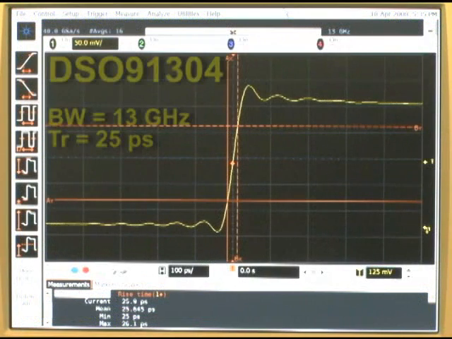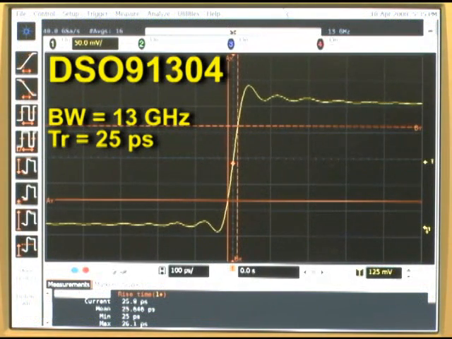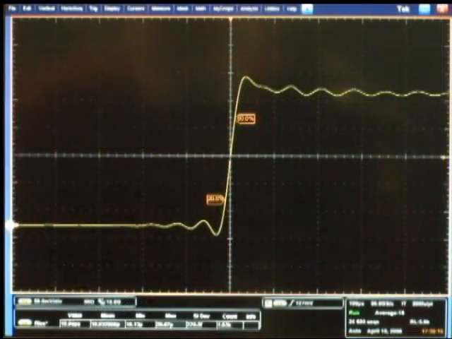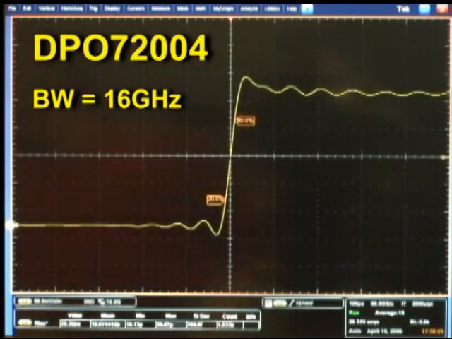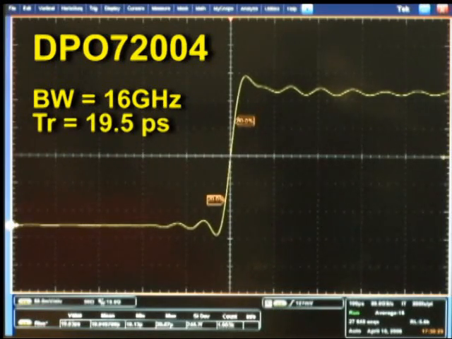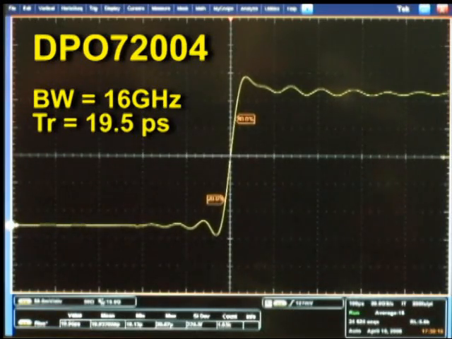When viewing the same pulse on the input to an Agilent 90000 series 13 GHz oscilloscope, we see a rise time measurement of 25 picoseconds, less than the performance of the Tektronix scope at a similar bandwidth setting. But since the Tektronix DSA 70000 series has additional performance, let's move its bandwidth response up to 16 GHz and take a look at that rise time. Now we're seeing a measurement of 19.5 picoseconds.